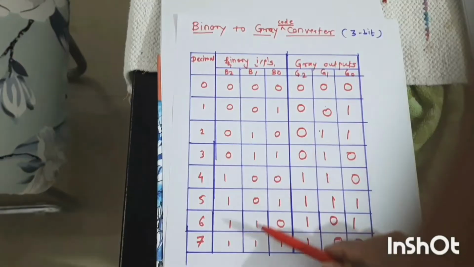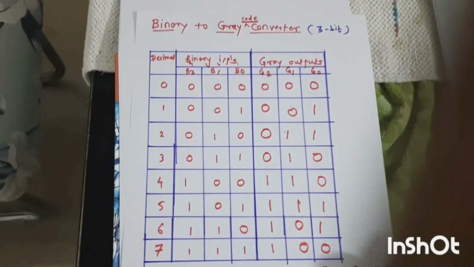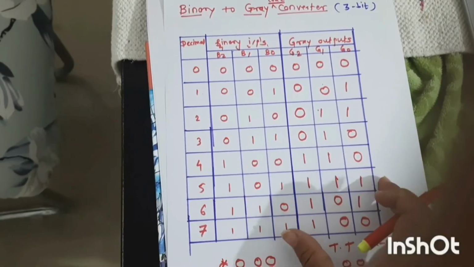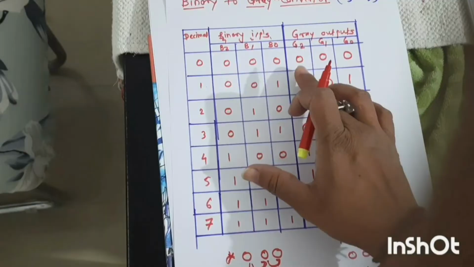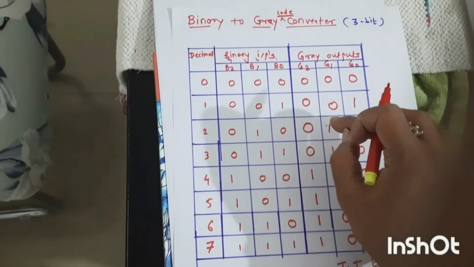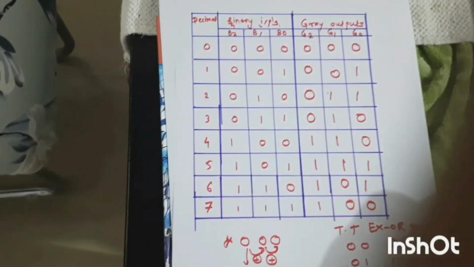So this is our binary inputs and this is our gray outputs. So now we will write the minterms from this truth table. Minterms means the binary number for which the output is logic 1. So first we will write the minterms for G0.